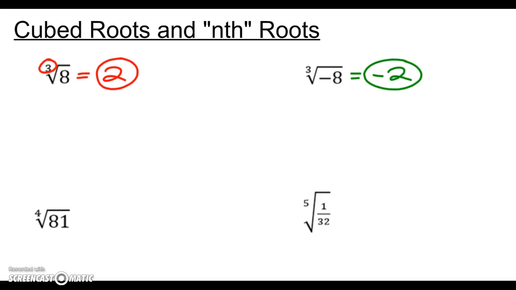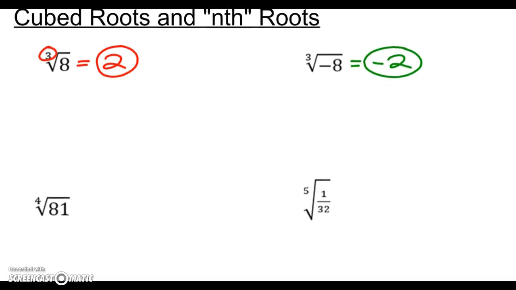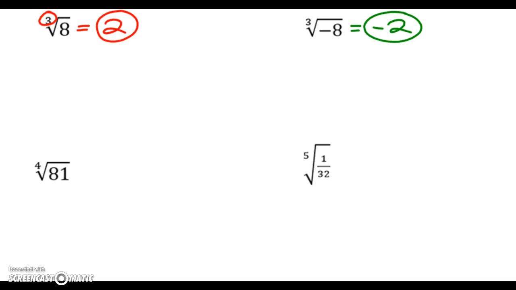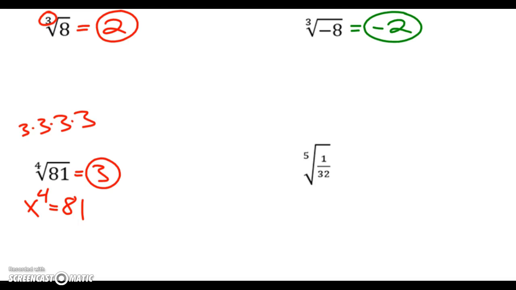And then my last two examples are the same exact concept. The only difference is now, if I'm looking at the bottom left, the fourth root of 81, I'm looking for what to the fourth power gives me 81. So this particular one is 3, because 3 times 3 times 3 times 3 gives me 81.